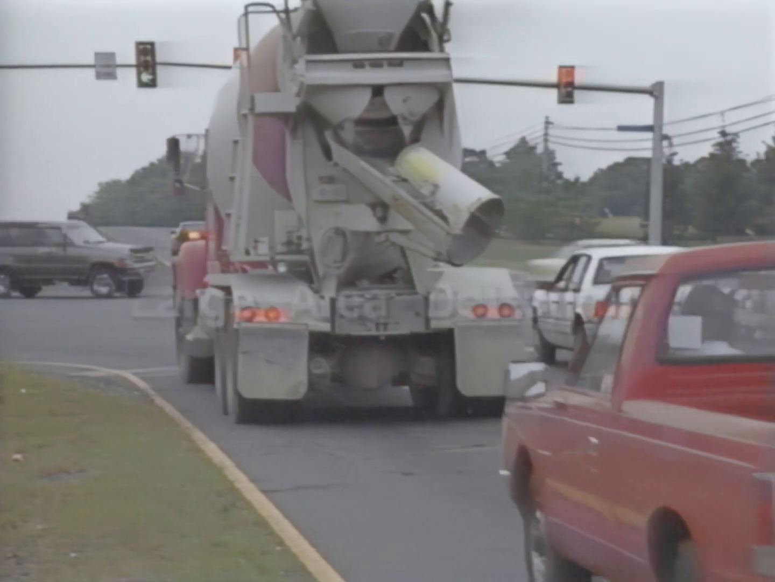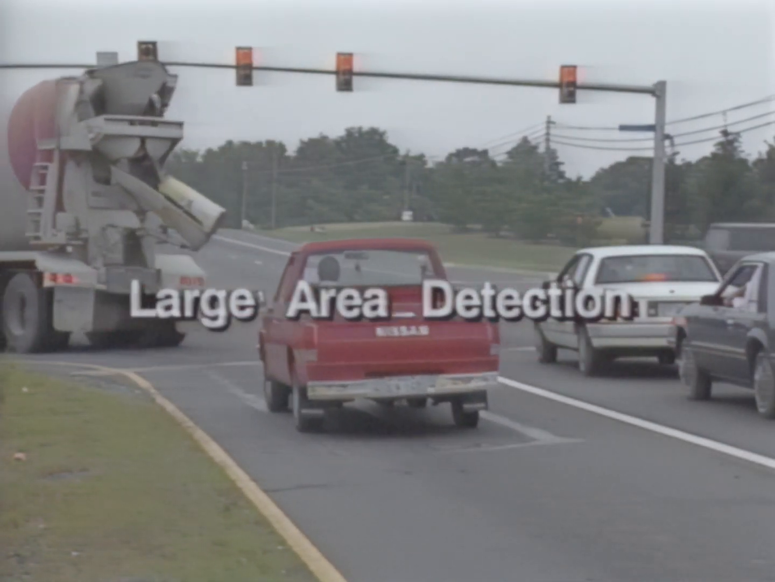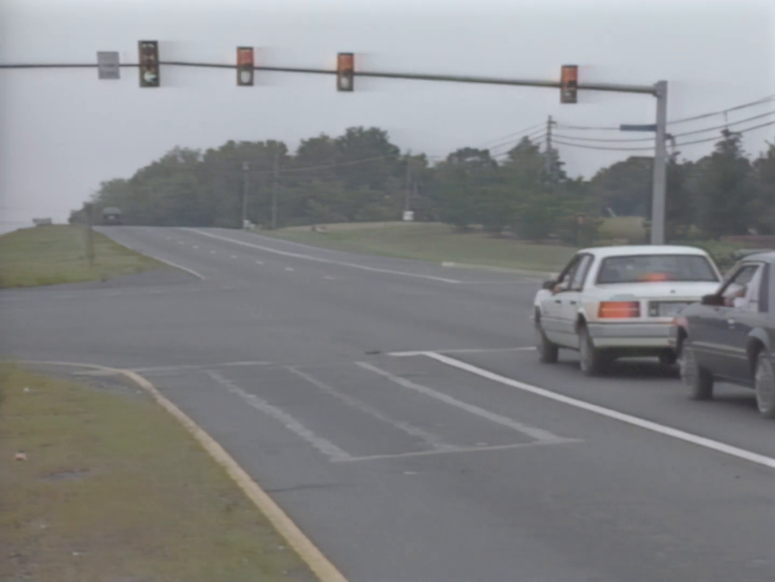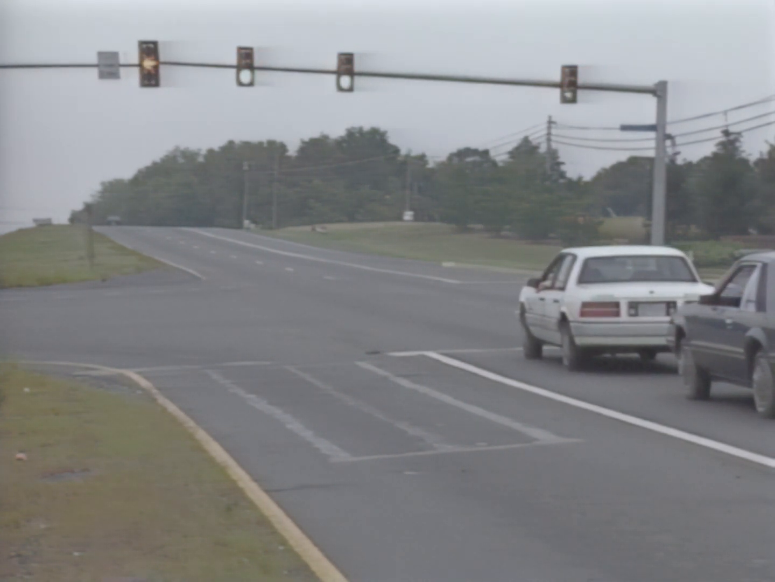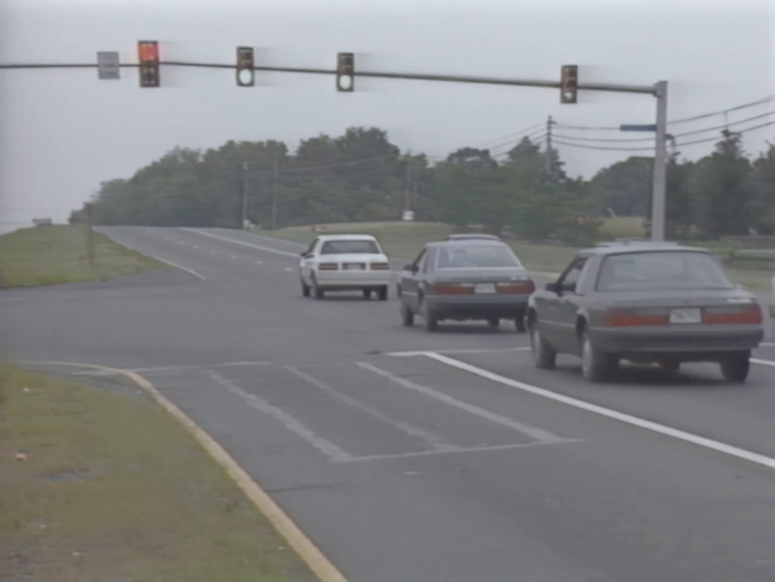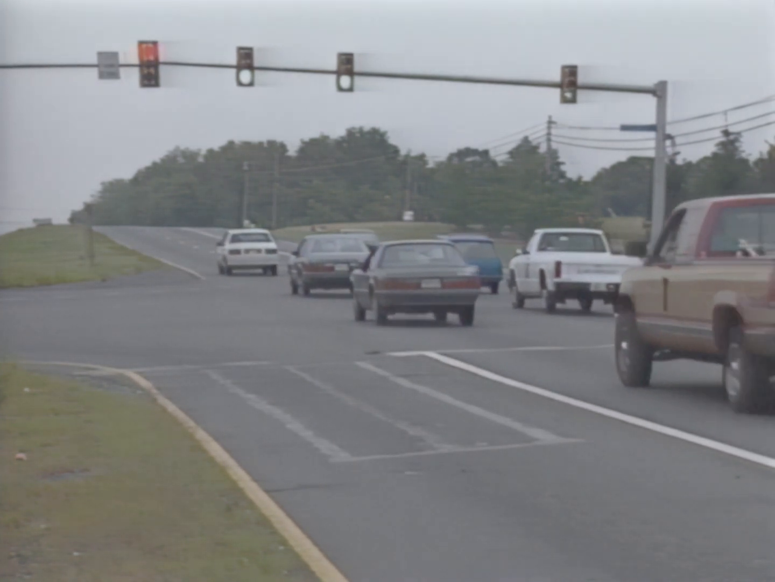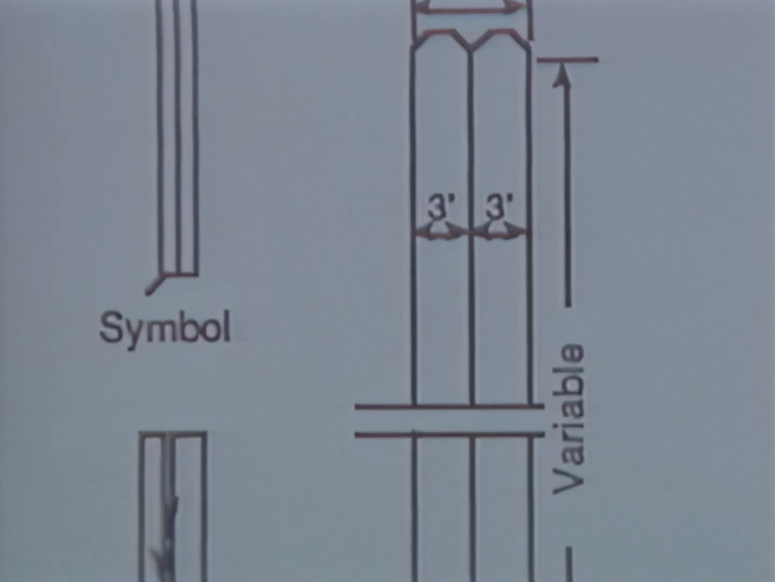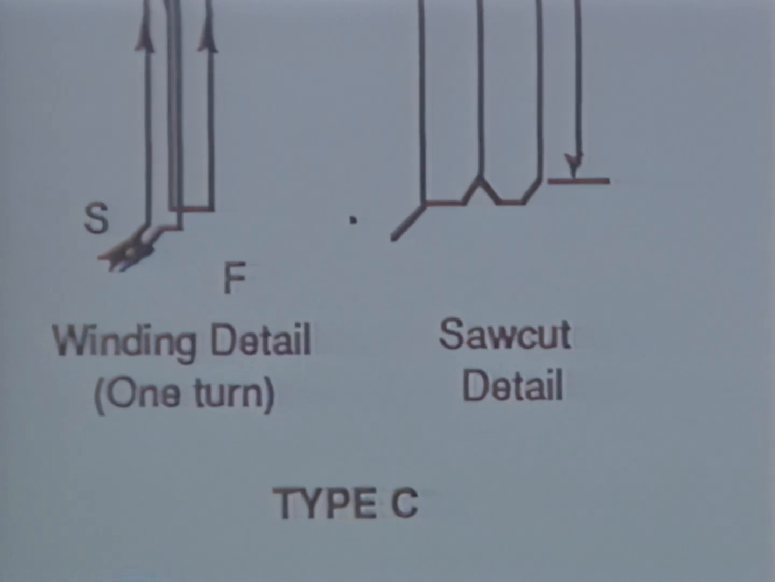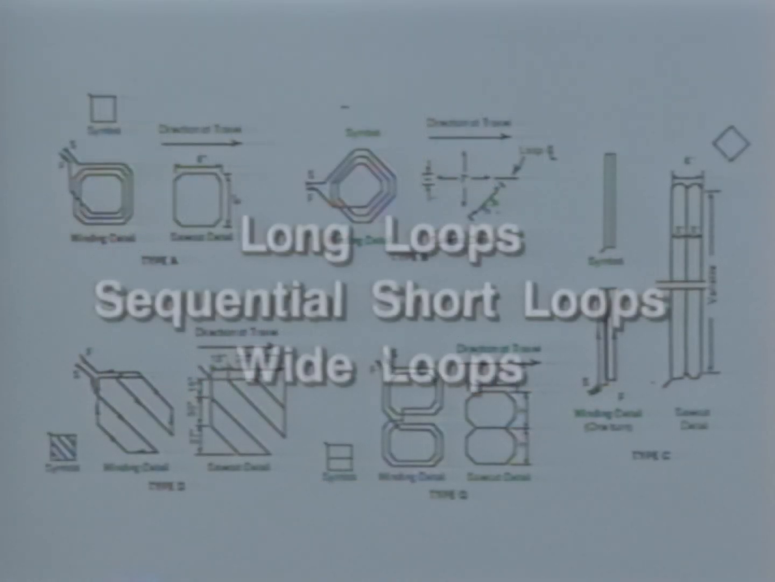Large area detection normally consists of a detection zone that covers an area of 20 feet or more in a traffic lane. Primarily presence detection, it registers the presence of a vehicle as long as that vehicle occupies the detector zone. Originally, large area detection utilized a single long loop, which encompassed the entire zone. Today, you can choose long loops, sequential short loops, or wide loops in a large area detection design.